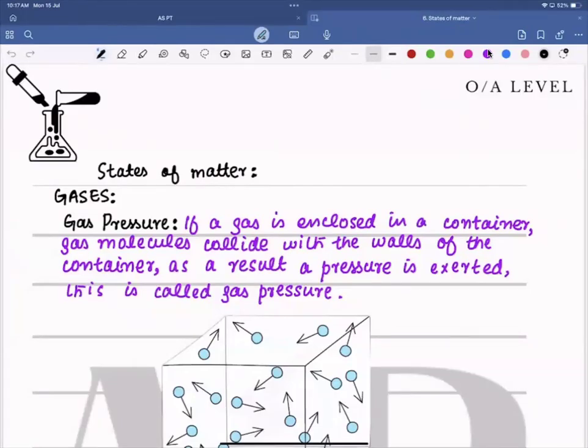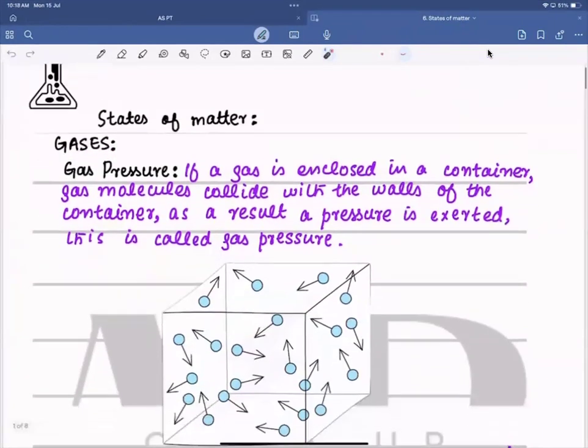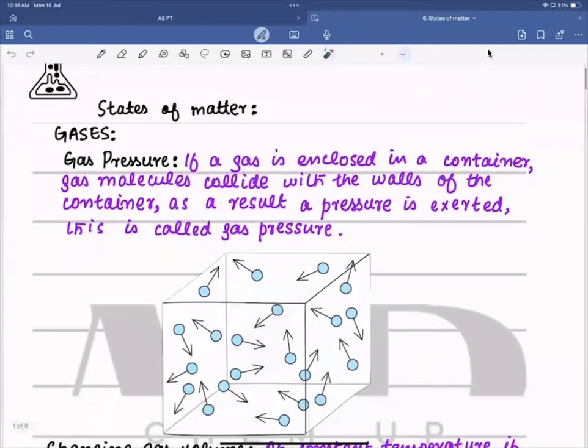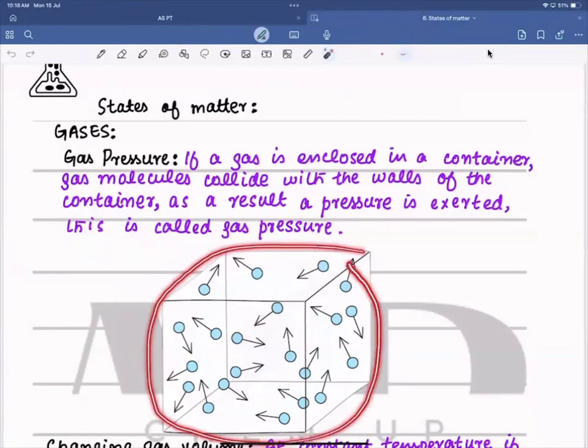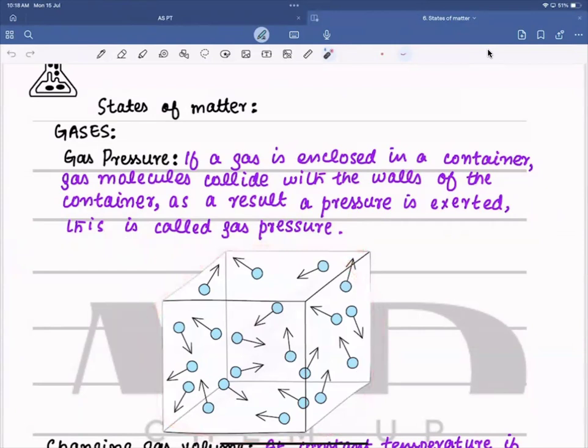Okay, so today we are going to start with the states of matter. We know there are three states that we usually discuss, which are gases, liquids, and solids, right? First we talk about gases. Think of a gas which is enclosed in a container, as you are observing in this diagram.